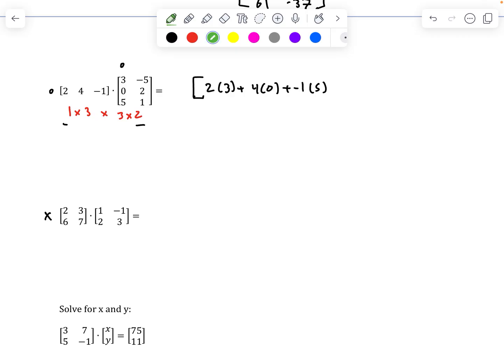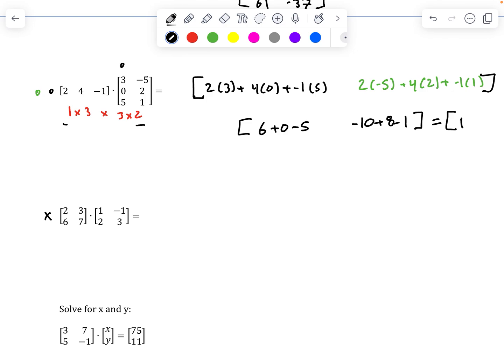I'll do the second part, which is the first row. 2 times negative 5 plus 4 times 2 plus negative 1 times 1. I put that all together and I get 6 plus 0 minus 5, negative 10 plus 8 minus 1, giving me something like 1, negative 3. All right.